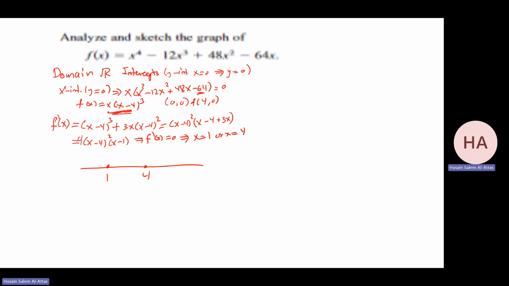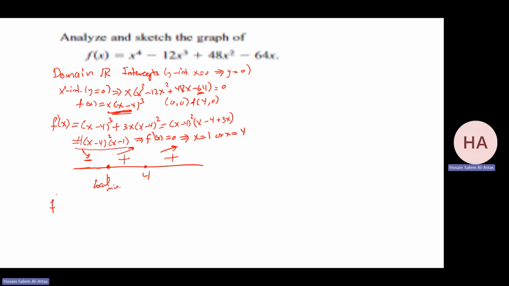Before 1, take a value, this is my function. Take negative, take 0, it will be negative. Between 1 and 4, take 3, that will be positive. Between 4 and infinity, that will be positive still. So it's decreasing, increasing, increasing. So you have a local minimum just here.